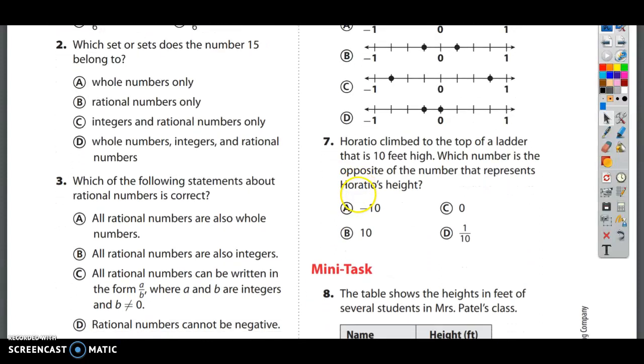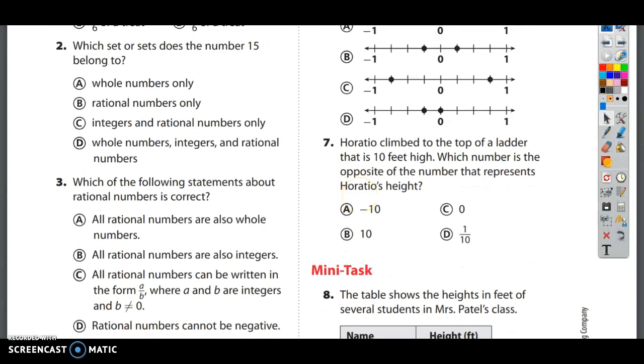Alright, let's go ahead and move this up so we can see more problems. Let's do 2 and 3 here. 2. Which set or sets does the number 15 belong to? A lot of people might want to choose whole numbers because 15 looks like a whole number, but I want you to recognize that 15 could be the same as 15 over 1. That's a rational number. So it's not A because it's more than a whole number. It's not B. It's not just a rational number.